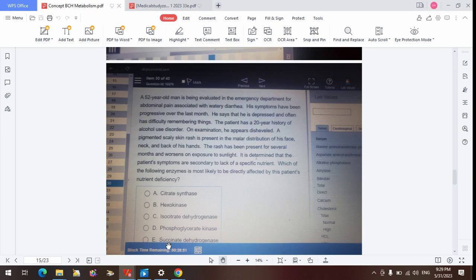A 52-year-old man is being evaluated in the emergency department for abdominal pain associated with watery diarrhea. His symptoms have been progressive over the last month. He says that he is depressed and often has difficulty remembering things. The patient has a 20-year history of alcohol use disorder. On examination, he appears disheveled. A pigmented scaly skin rash is present on the malar distribution of his face, neck, and back of his hands. The rash has been present for several months and worsens on exposure to sunlight. It is determined that the patient's symptoms are secondary to lack of specific nutrients. Which of the following enzymes is most likely to be directly affected by this patient's nutrient deficiency?